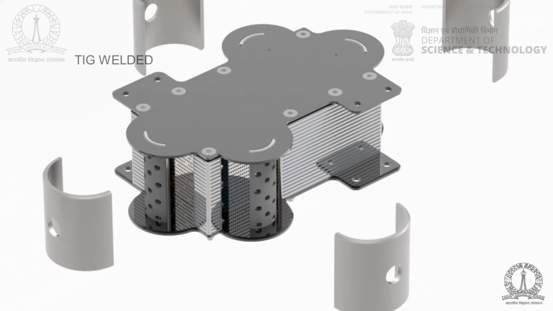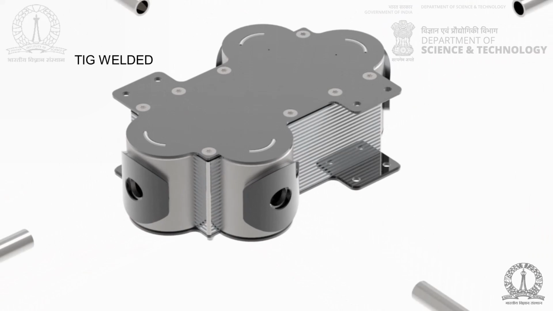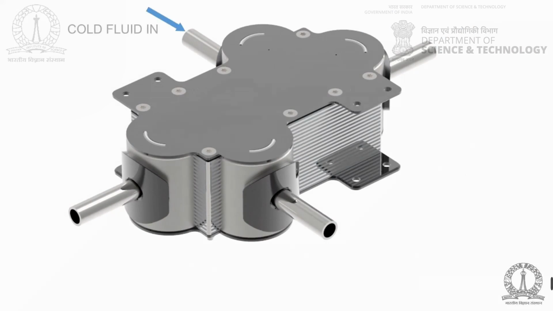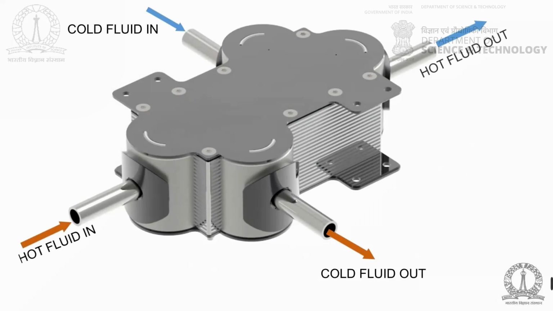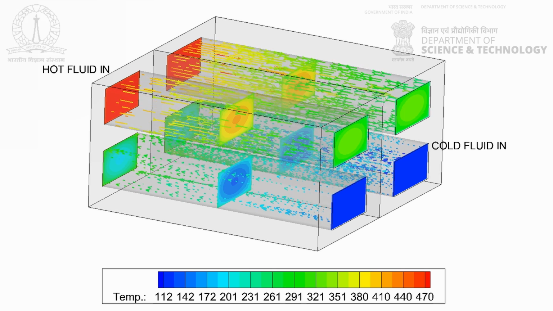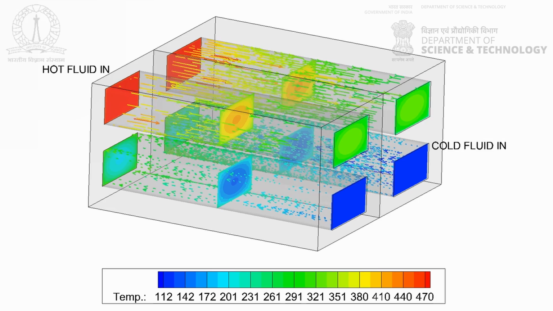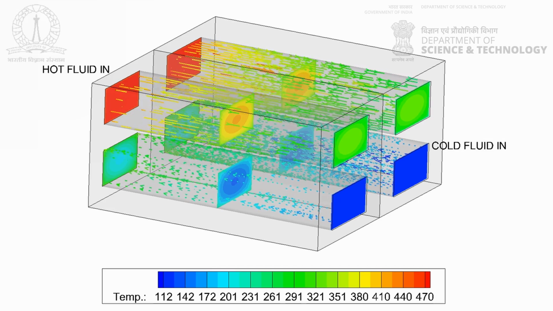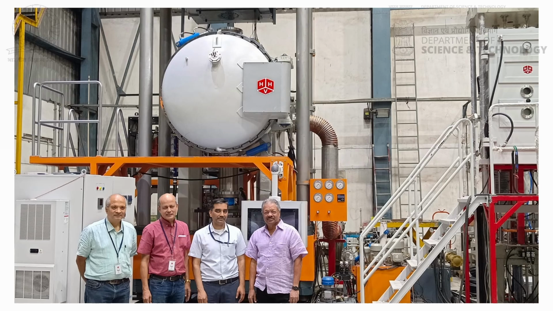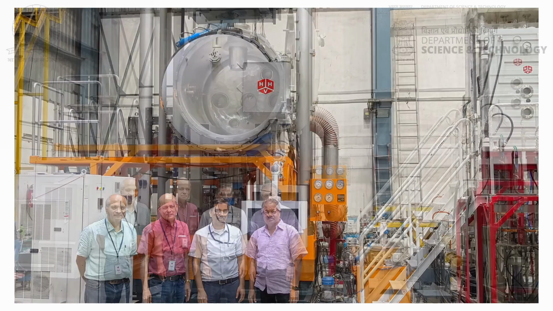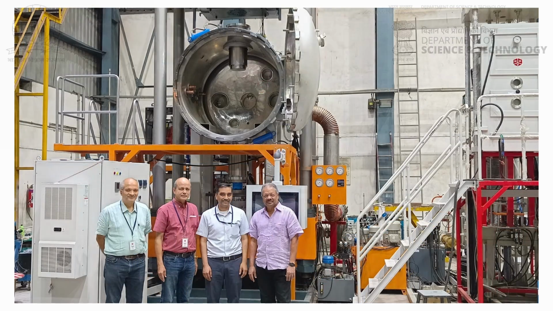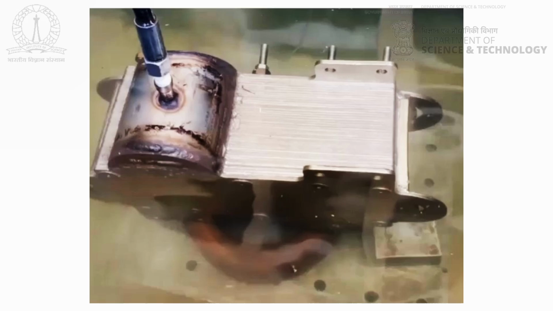Diffusion bonding of the stack is followed by welding of headers and diffusion plates to create entry and exit manifolds for hot and cold fluid streams. The thermohydraulic design of the channels is an important parameter deciding the performance of the PCHE. The channels are arranged in a manner that ensures counterflow heat transfer between hot and cold fluid streams. IISc has indigenously developed a 200-ton vacuum hot press to manufacture these printed circuit heat exchangers.